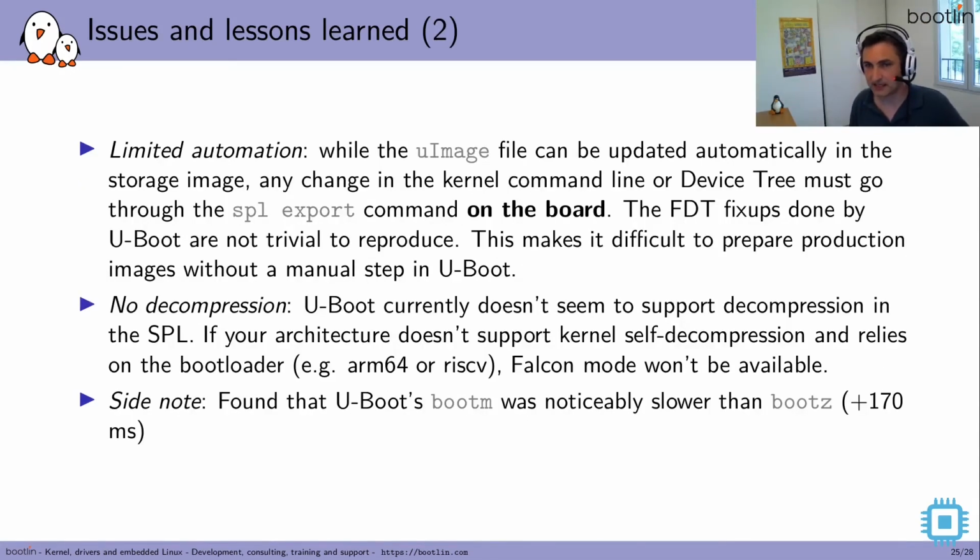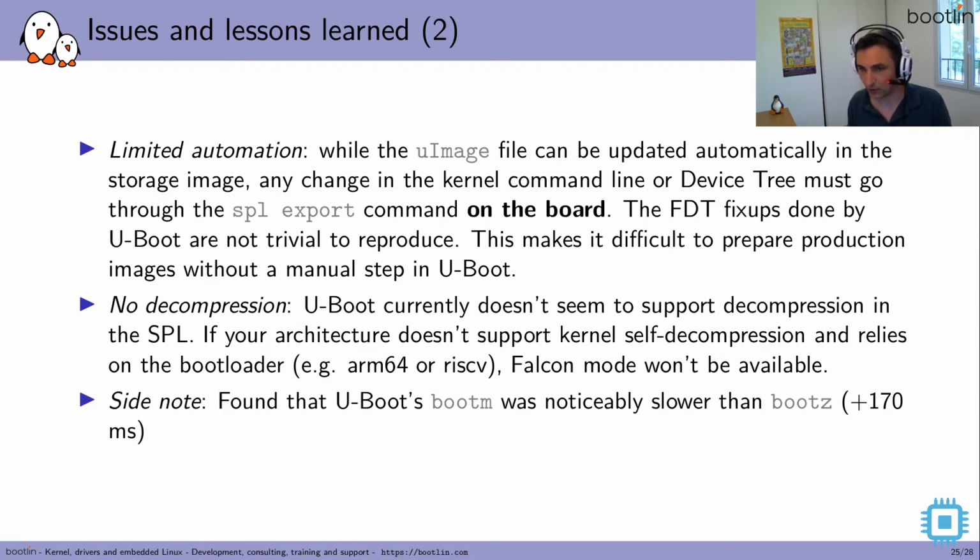Another issue is the limited automation that we found in real-life projects. So while the uImage file can be automatically updated in the storage image, when you make any change to the kernel command line or the device tree, you must go through the SPL export command on the board to make the update. You can't really automate the FDT fixups that are done by U-Boot in your own scripts. They are not trivial to reproduce, so you need U-Boot to run those, and it makes it difficult to prepare production images without a manual step in U-Boot.